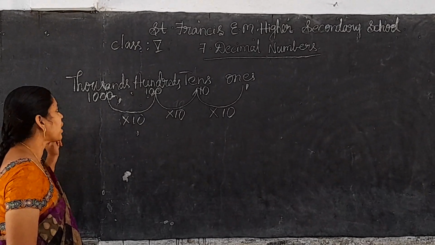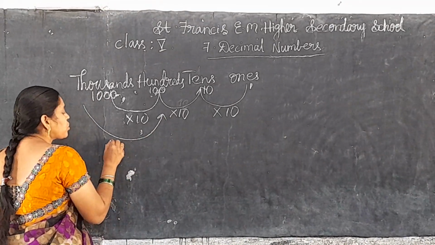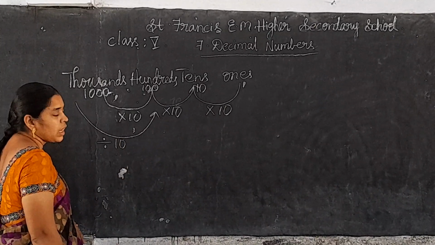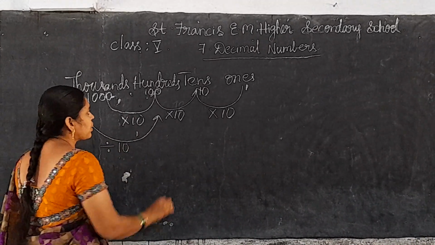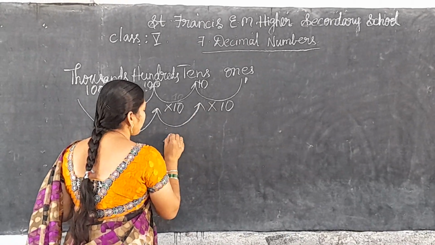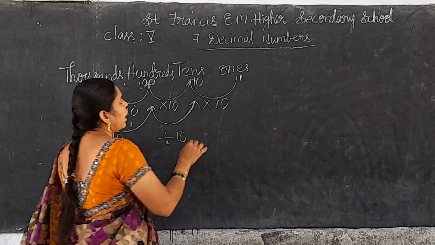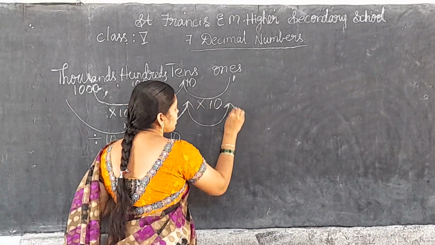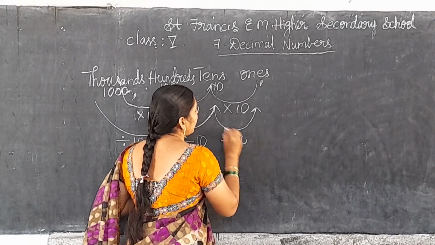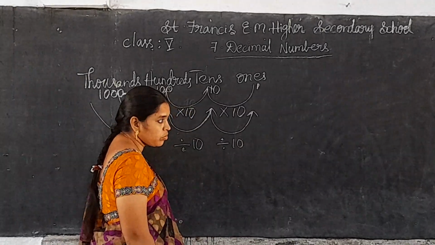In reverse order, from thousands to hundreds, if you want to move, you should divide the thousands place value by 10. Then the hundreds place value will come. In the same way, hundreds to tens, again you should divide by 10. Then the tens place value will come. Again, tens to ones, you should divide by 10. Then the ones place value will come.